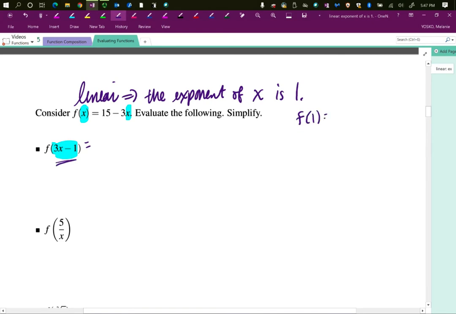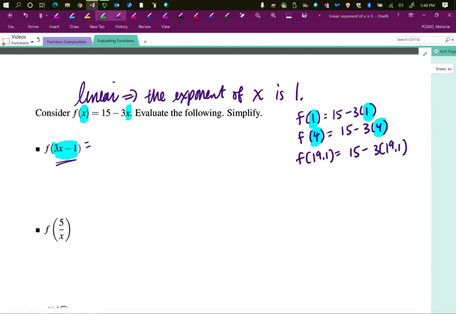If we do like f of 1, that's 15 minus 3 times 1, because we're replacing that x with a 1. Let's not simplify at this point. F of 4, that's going to be 15 minus 3 times 4. Do you see what we're doing? We are just replacing every x, in this case, with the 4. F of 19.1, that's going to be 15 minus 3 times 19.1. Here we're just trying to make sure we understand the pattern. Okay, so f of 123, that's going to be 15 minus 3 times 123.